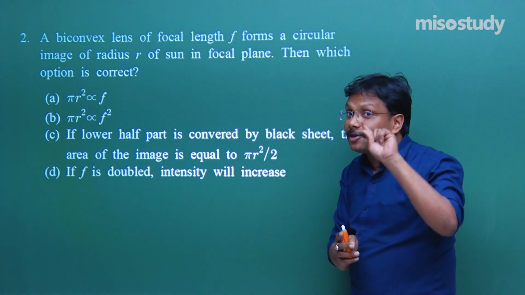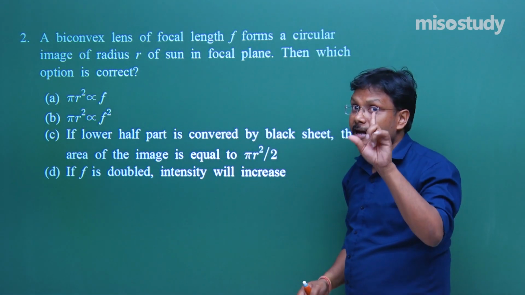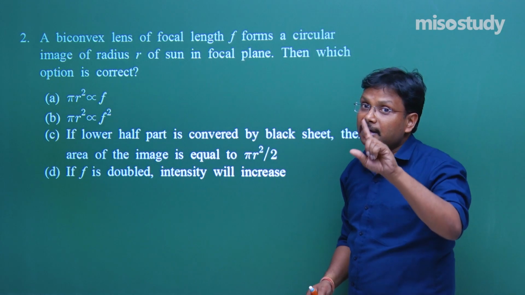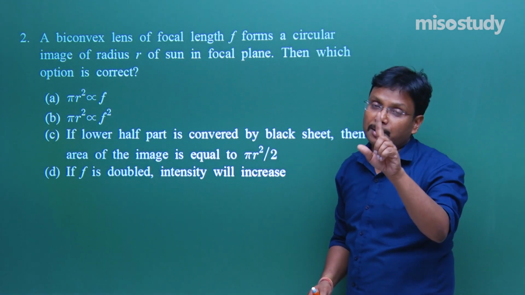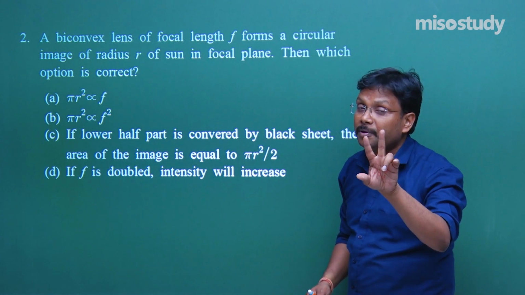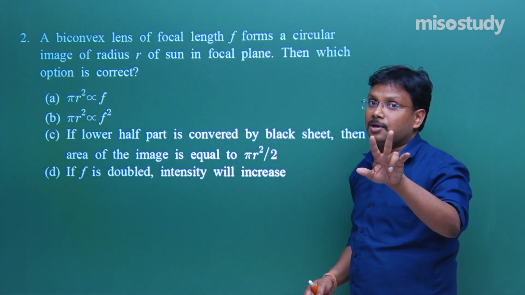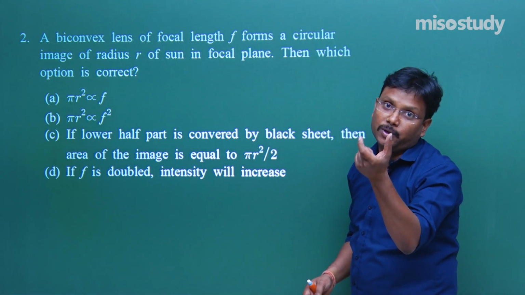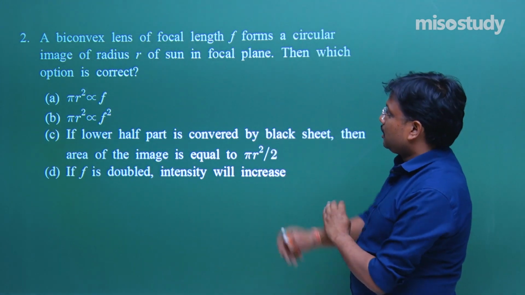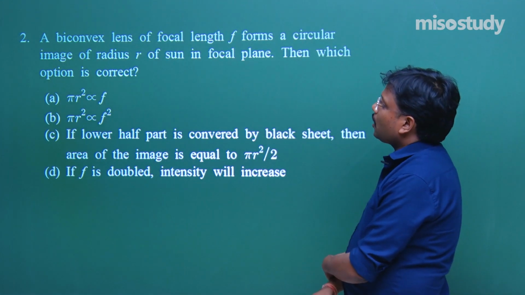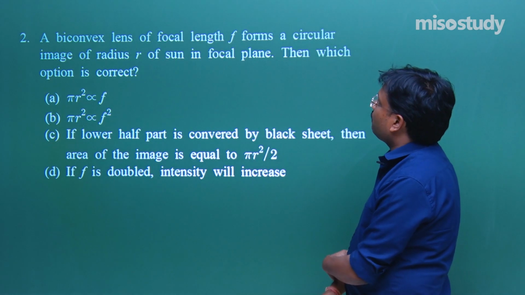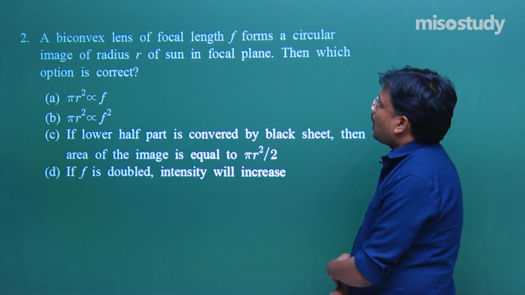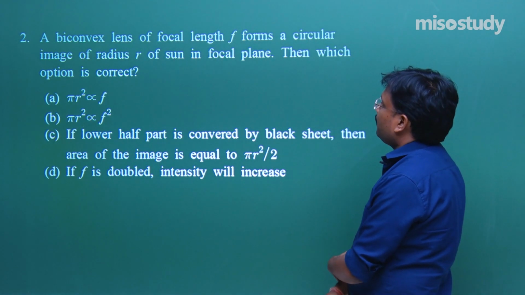If suddenly I am putting one question from ray optics, it means I just want to emphasize, please keep revising previous concepts of ray optics, because ray optics plus wave optics together form one complete, very important unit. Read this question. A biconvex lens of focal length f forms a circular image of radius r of the sun in the focal plane.